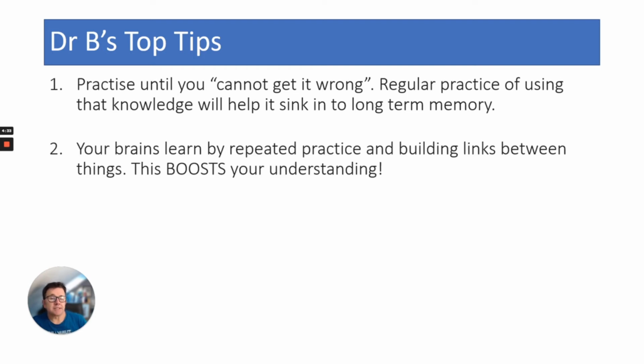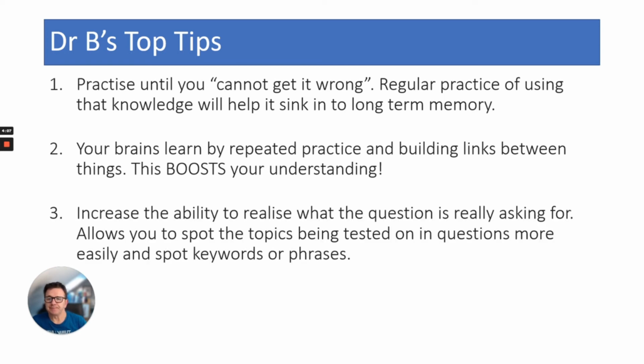Your brain learns by repeated practice and by building links between things. So this does boost your understanding, particularly if you can link your work between things. For example, in biology, you might study diabetes and blood glucose control, but you would also need to be able to link it to the principles of osmosis, because water can be lost or gained in cells related to diabetes.